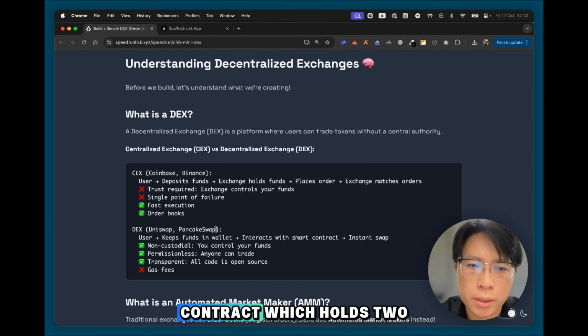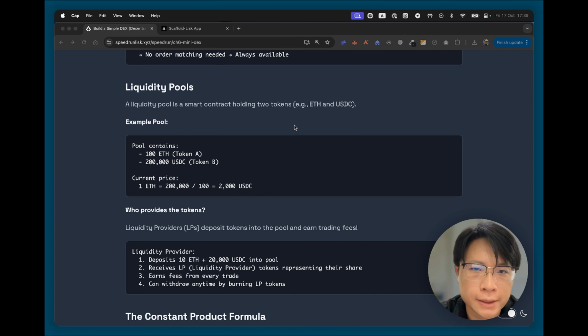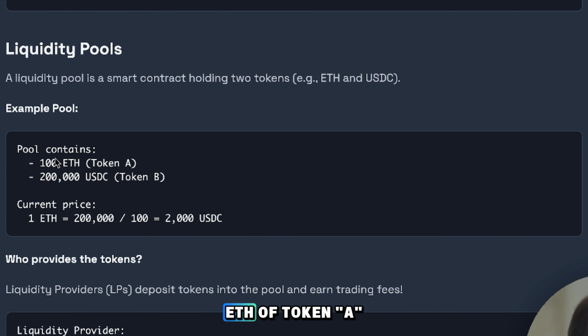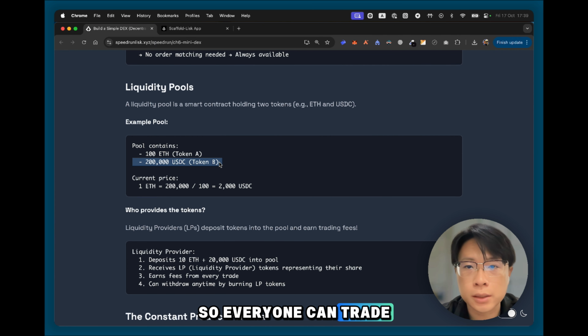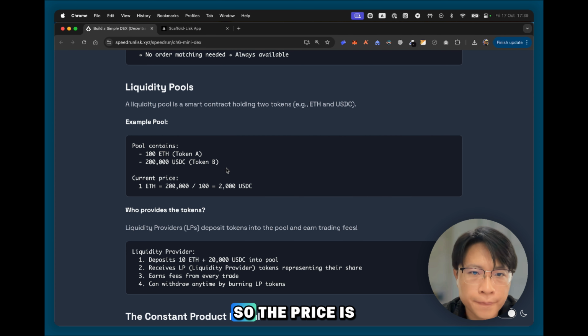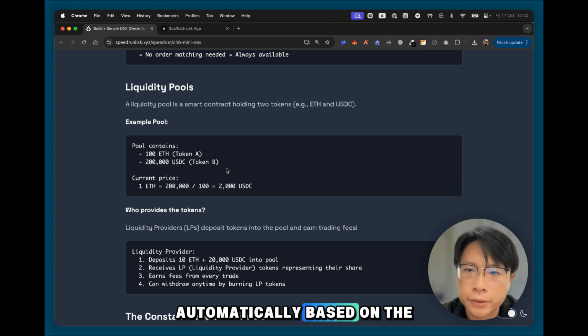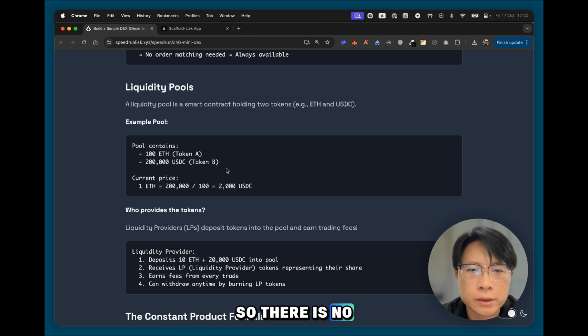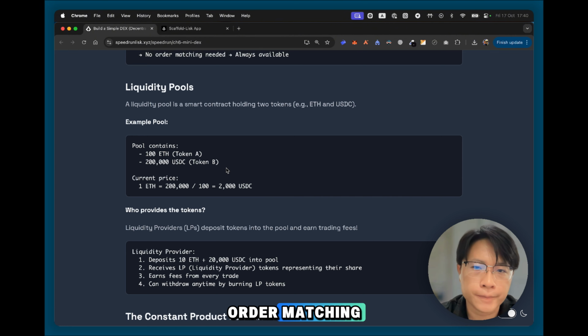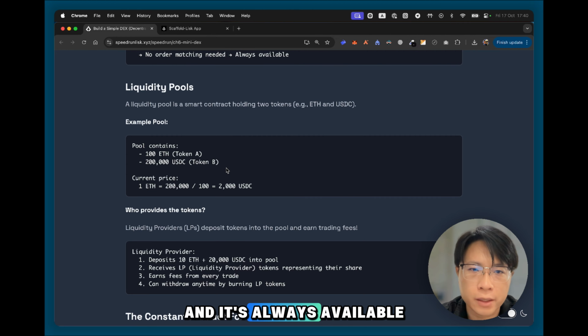It's a smart contract which holds two tokens. Imagine a pool containing 100 ETH and 200,000 USDC. Everyone can trade instantly against this pool. The price is automatically determined by the ratio, so there is no need for waiting or order matching, and it's always available.